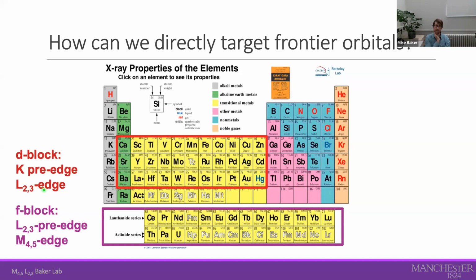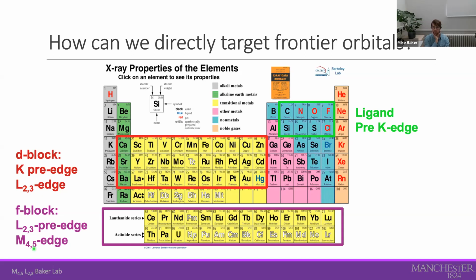For the F block, it's the L pre-edge, which, if it can be resolved, is a good way of accessing lowest occupied molecular orbitals directly, and the M45 edge. And finally, also ligand pre-edge.